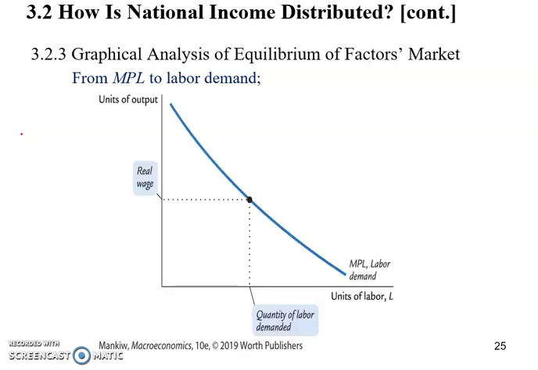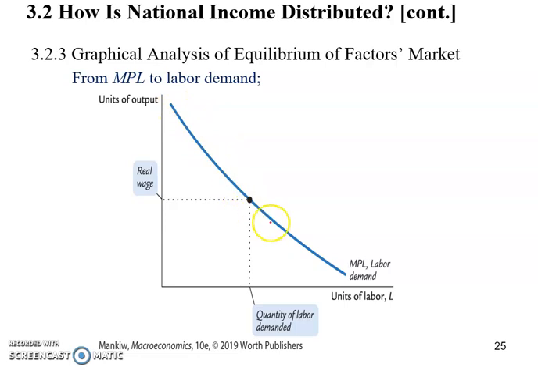Now here, this is the MPL curve we already discussed before. Okay, now on the vertical axis you find the units of output, because the marginal product of labor is always measured in units of output, right? When we add one more unit of labor, how many units of output we can get, that's how we define MPL, right? So the vertical axis is the output, okay? And the horizontal axis is the units of labor, right? So this is how many units of labor we used in our production.